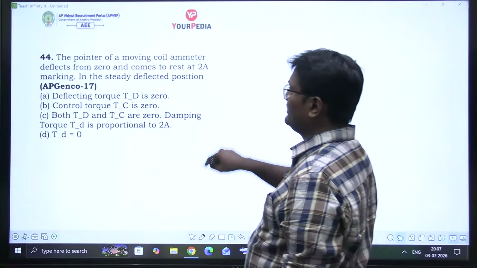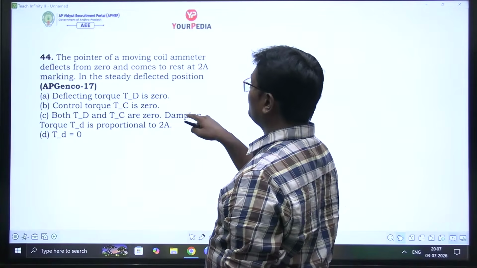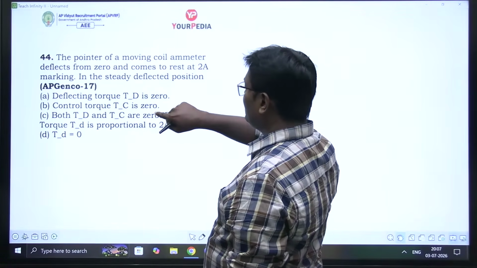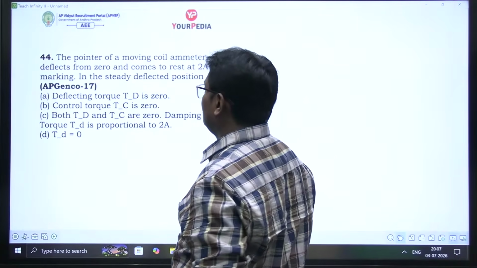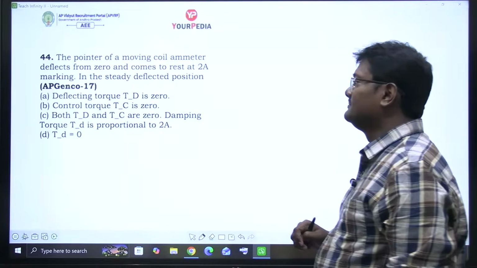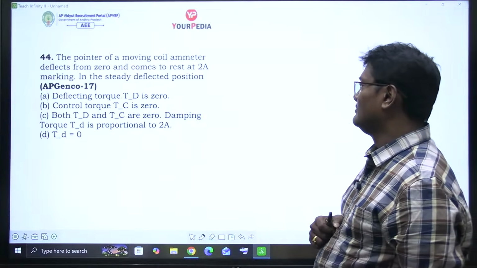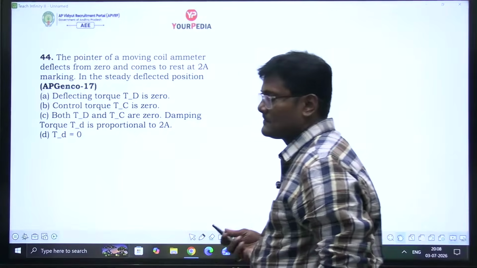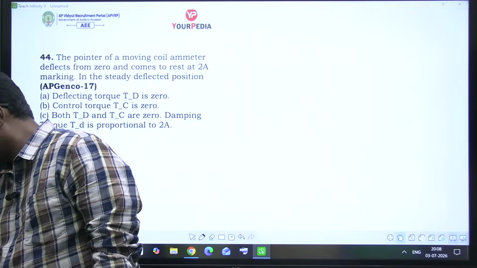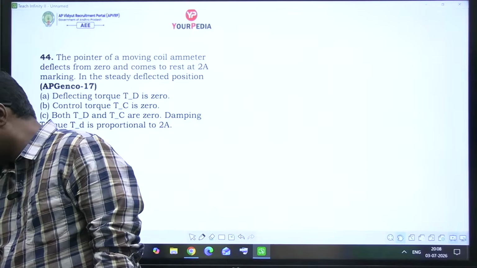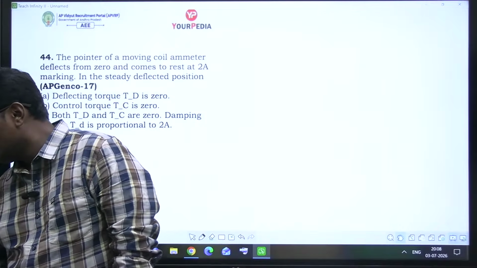The pointer of a moving coil ammeter deflects from 0 and comes to rest at the 2 amperes marking. In the steady state, the deflected position is, which one is correct? C.